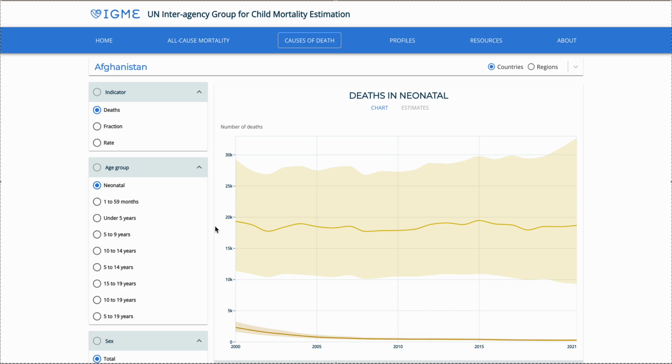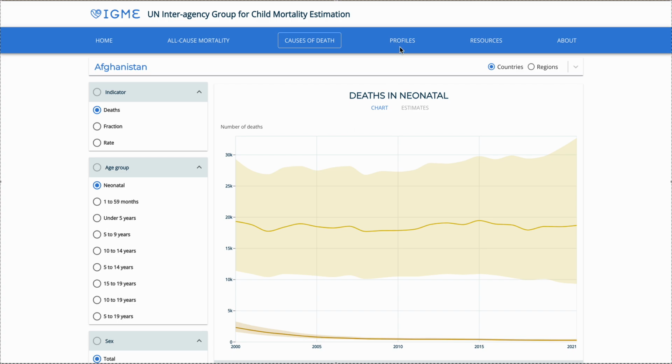Typically, if you're looking at different districts or different areas in a country, you want to look at the number of deaths to maybe take a utilitarian point of view. But if you look at an entire country, you probably want to look at the rate.